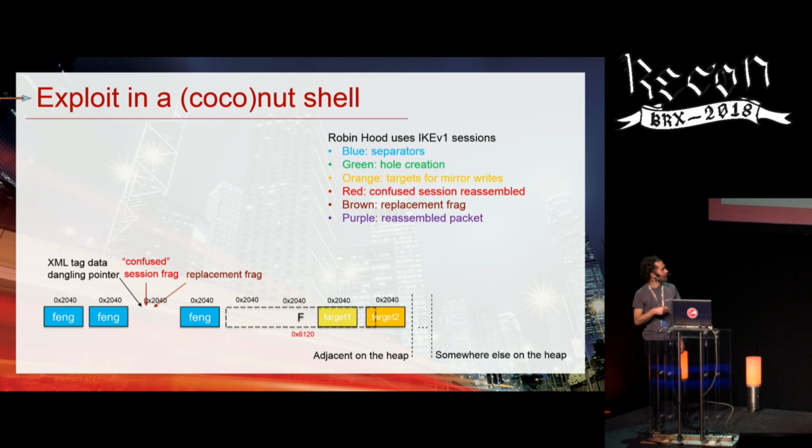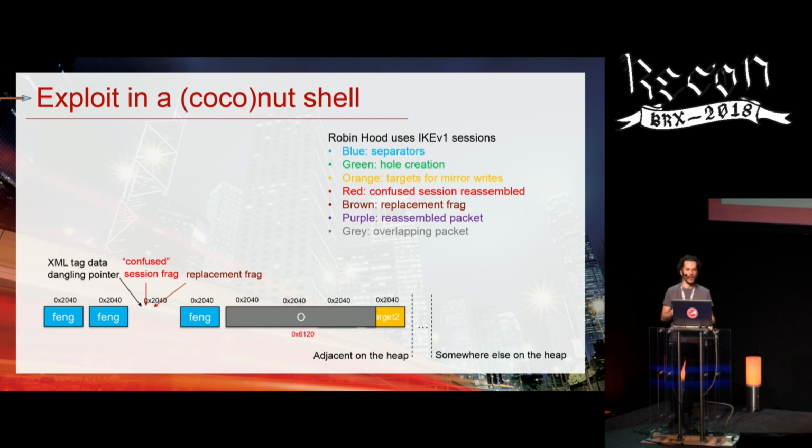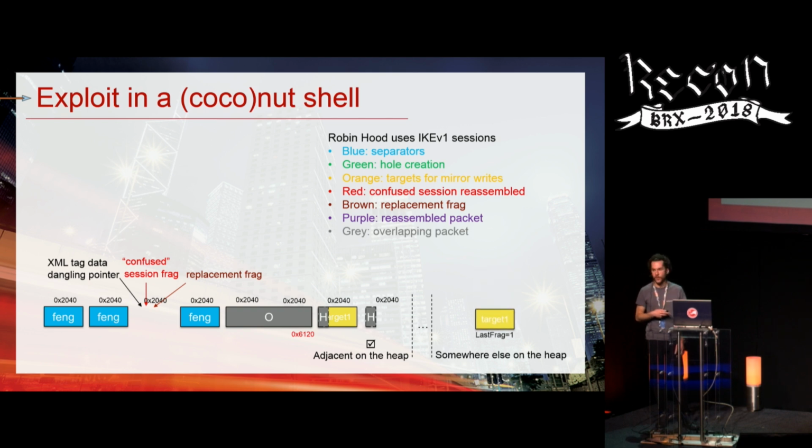And because I know the size of this chunk, I can send another IKEv1 fragment from a different session to fill this hole and corrupt adjacent chunks. So basically now I have corrupted the metadata of the following chunk. And now, because I control this chunk, I can reassemble the different session and trigger different write primitives to corrupt some function pointer and write some shellcode or trampoline to get code execution.